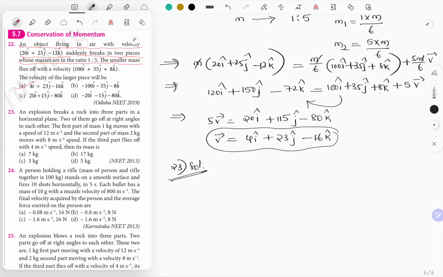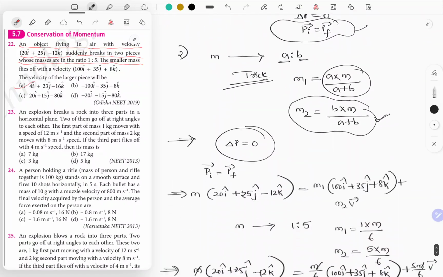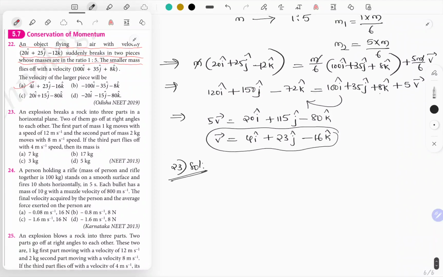That is the explosion of a particle. An explosion breaks a rock into 3 parts. It is just like the previous question; I took this much time just to explain to you. This question I am going to solve in less time. It is only based on the law of conservation of momentum. I told you already, whenever you come across numericals based on explosion, it means the explosion is happening because of internal forces, not because of external forces. So the external force acting on the system is equal to 0, then the change in momentum is equal to 0. As the change in momentum is equal to 0, initial momentum is equal to final momentum.